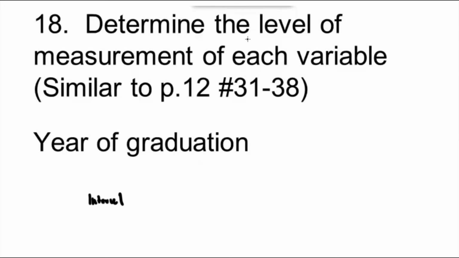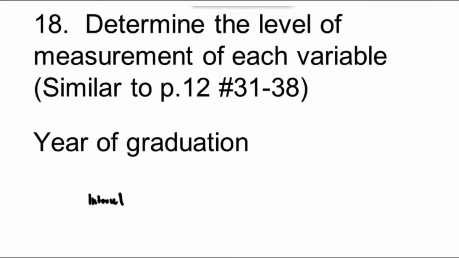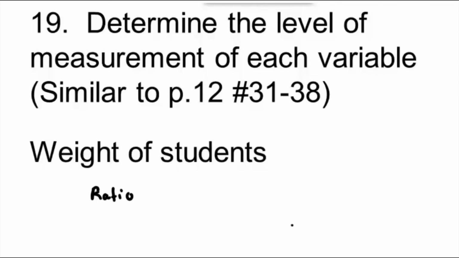Determine the level of measurement of each variable. Year of graduation. Now let's see interval level of measurement: properties of ordinal, and the differences in the values of the variable have meaning. Years of birth, addition or subtraction are okay. So here you can see year of graduation. So this is interval.